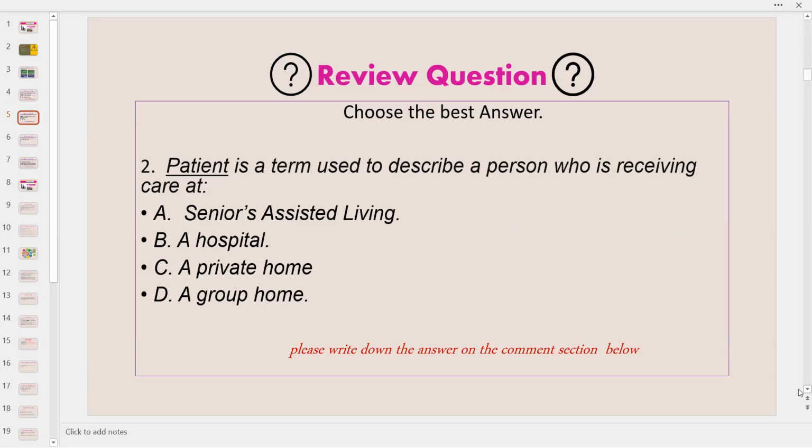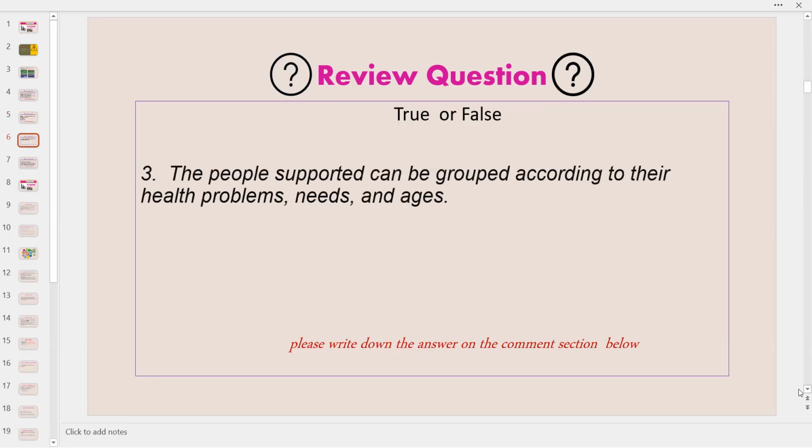Question 2, choose the best answer. Patient is a term used to describe a person who is receiving care at A, seniors assisted living, B, a hospital, C, a private home, and D, a group home. Review question 3, true or false? The people supported can be grouped according to their health problems, needs, and ages.